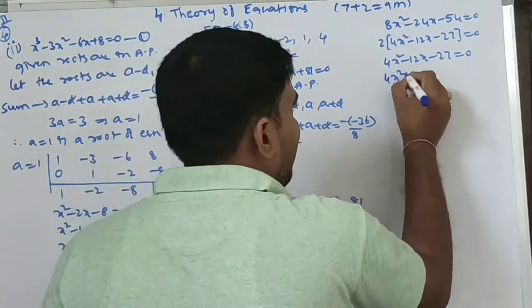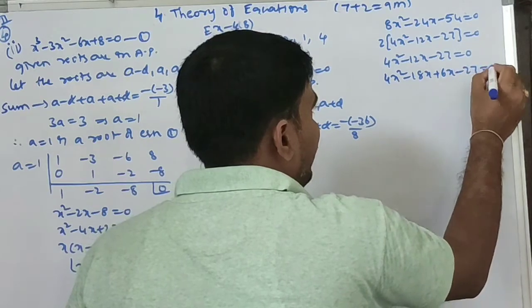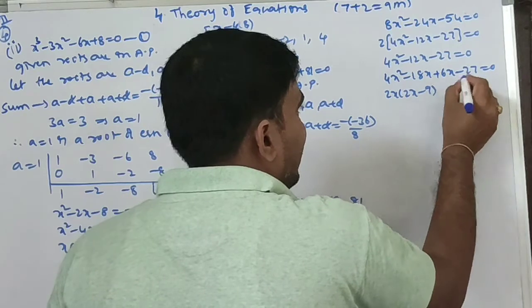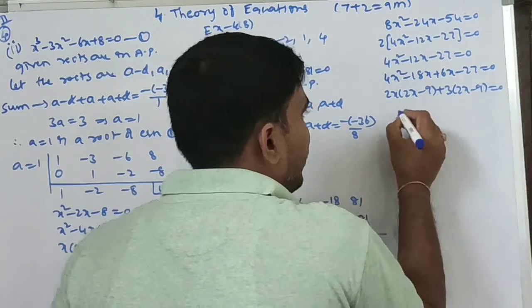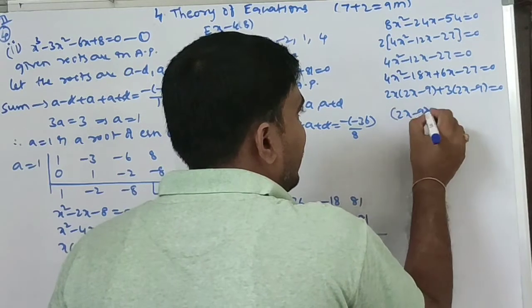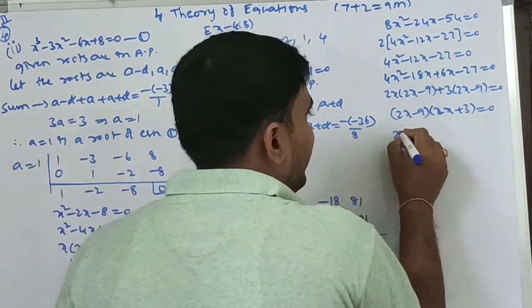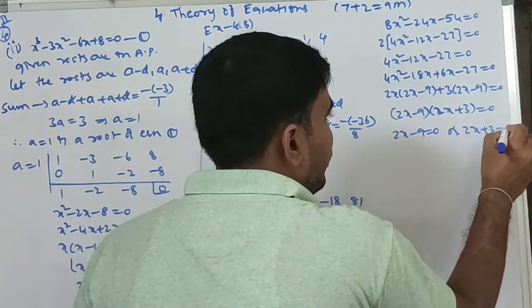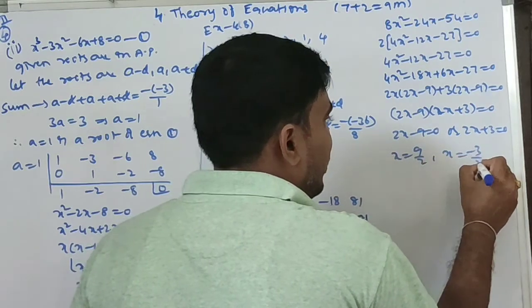4x² − 18x + 6x − 27 = 0. 2x(2x − 9) + 3(2x − 9) = 0. (2x − 9)(2x + 3) = 0. 2x − 9 = 0 or 2x + 3 = 0. x = 9/2, x = −3/2.